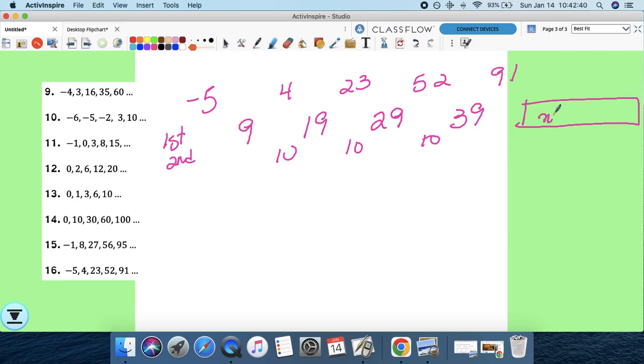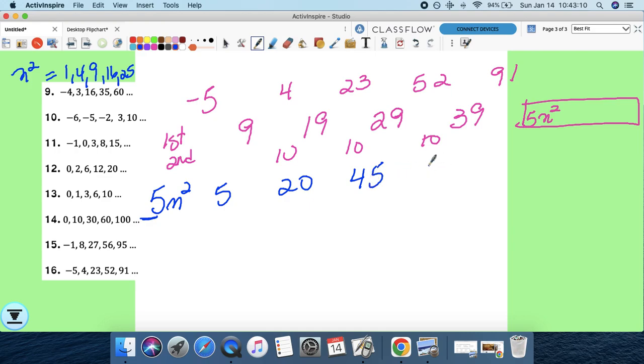It's a quadratic sequence, right? And in there, we're going to have 10. Well, half of 10 is 5, so it's a 5n squared sequence inside our original sequence of negative 5, 4, 23, 52, 91. So again, this is what an n squared sequence looks like: 1, 4, 9, 16, 25. I'm going to multiply all that by 5. So we get 5 times 1 is 5, 5 times 4 is 20, 5 times 9 is 45, 5 times 16 is 80, and 5 times 25 is 125.